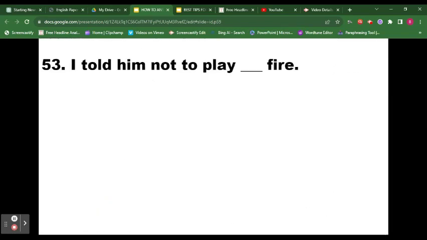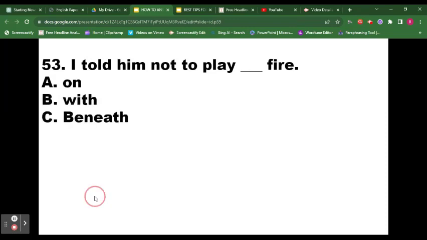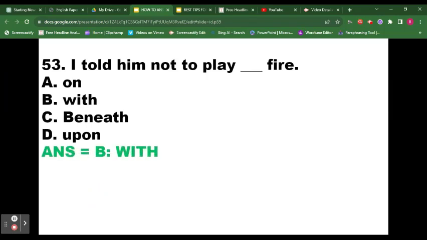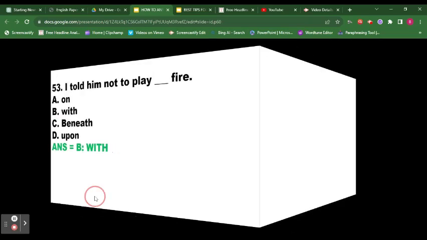53. I told him not to play dash fire. You play with fire, so that's the preposition. A, on. B, with. C, beneath. D, upon. The correct option, of course, is B. I told him not to play with fire.